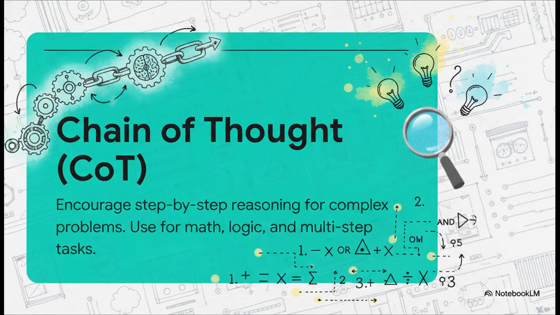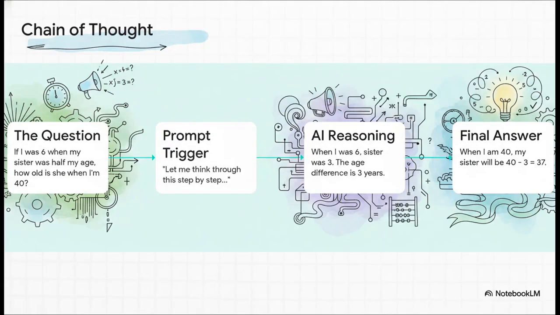Now, this sounds fancy, but it is incredibly simple and unbelievably powerful. All you do is add a magic phrase to your prompt, something like, think step by step. This forces the AI to slow down, show its work, and actually reason through a problem instead of just jumping to a conclusion.